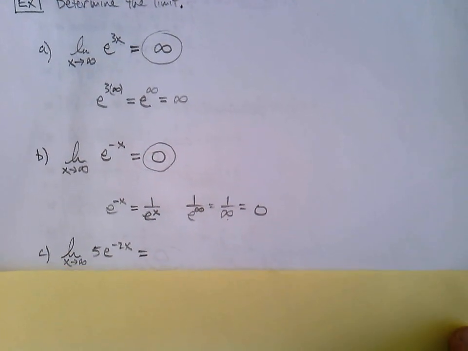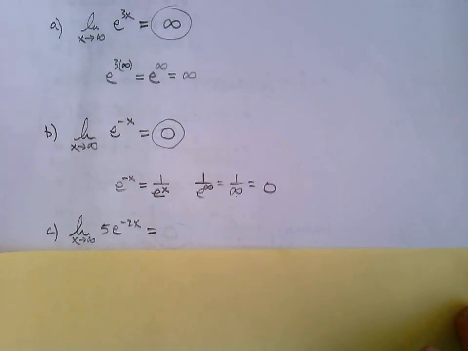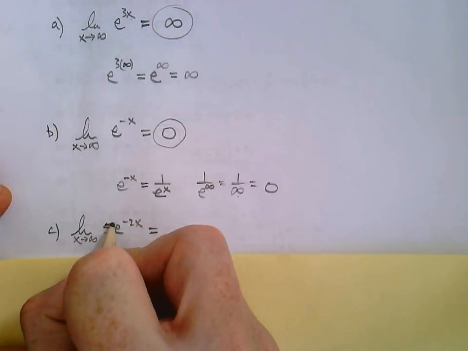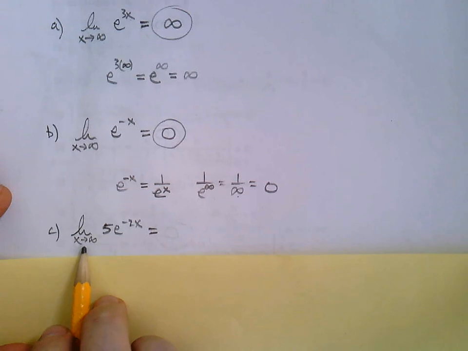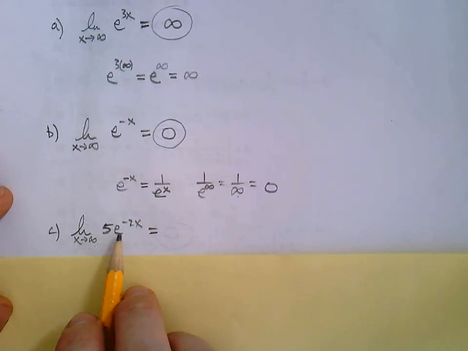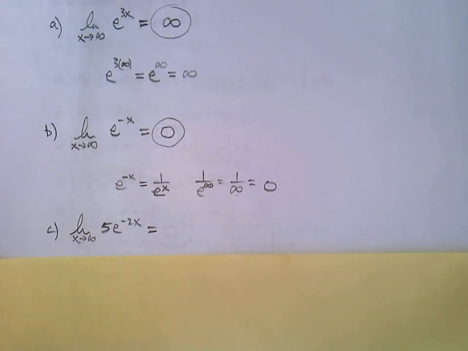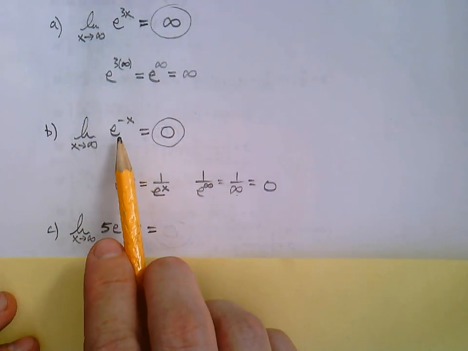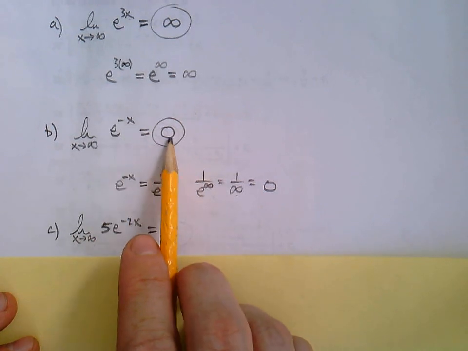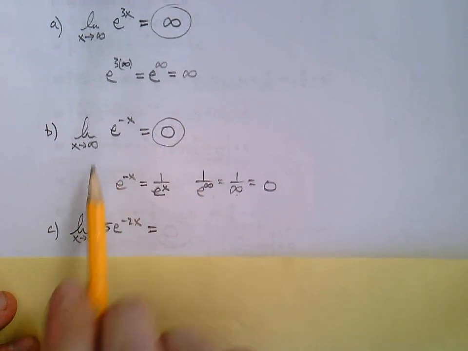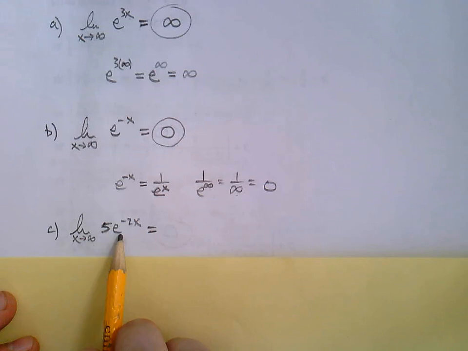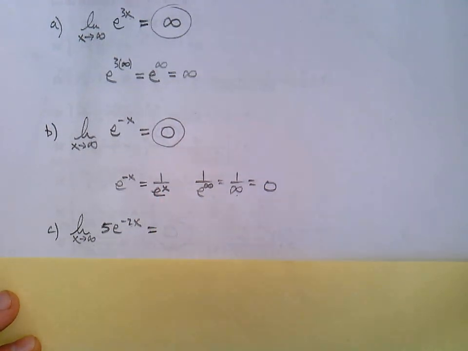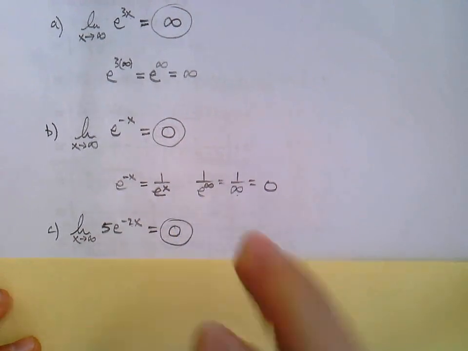And I got one more for us. It's similar to the previous. How about the limit as x approaches infinity of 5e to the negative 2x? So we'll throw in some more numbers there. Well, if the limit for e to the negative x is 0 as x approaches infinity, then for 5e to the negative 2x, is the 2 or the 5 going to change the answer? No, it's still going to be 0.